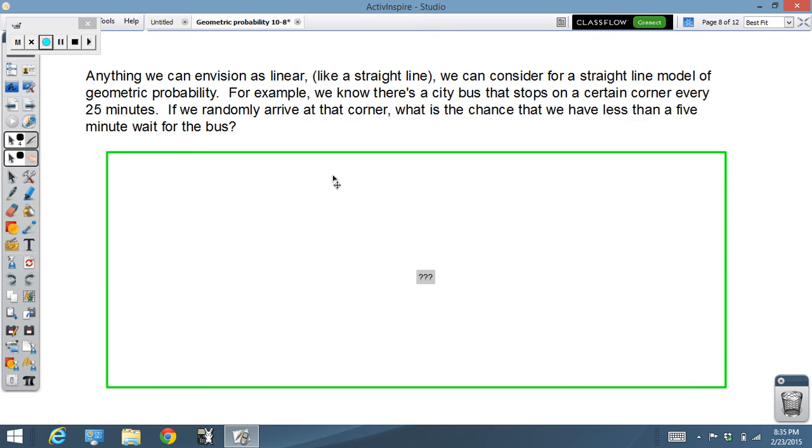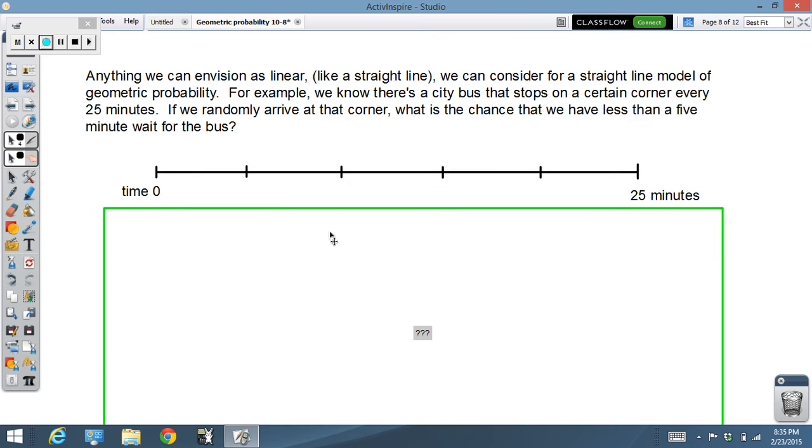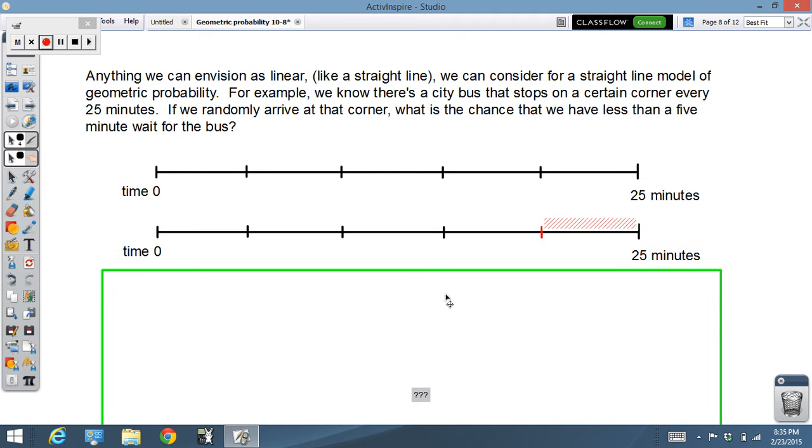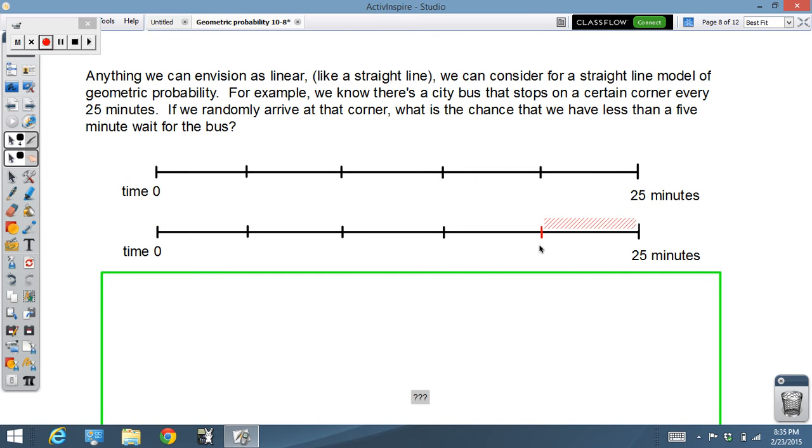We can consider it to be a straight line kind of model. I know I have a time 0 when the bus leaves, and the next bus comes at 25 minutes. I also know if I want to have a 5-minute wait or less, I've got to arrive somewhere after this 20-minute spot, right? So this red area is our red zone. That's when we want to arrive.